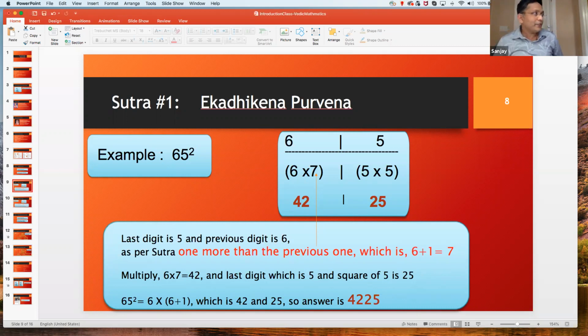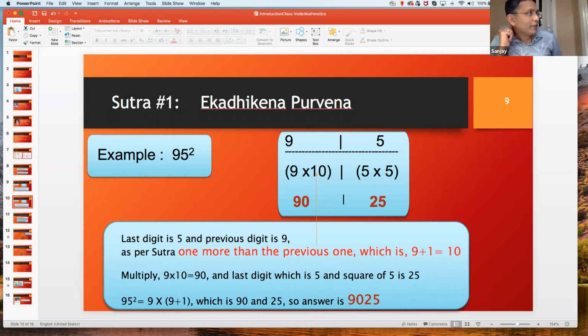Okay, so let's do one more example, 95 square. 95 square will be, the first part will be 1 more than 9, that is 10. So it is 9 times 10 is 90, and 5 times 5 is 25. So 95 square is nothing but 9025.